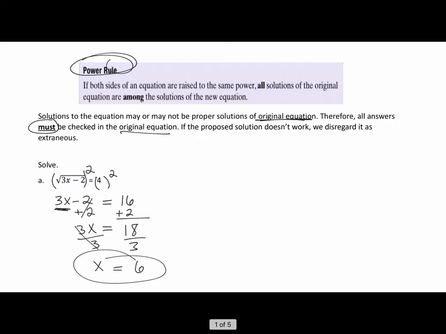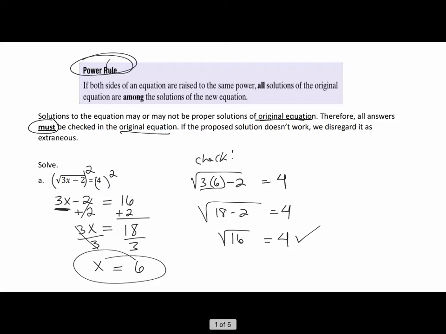I'm going to make sure. So if I put that into the original equation to check, then x is 6. Everything else stays the same. So multiplication first, 18 minus 2. And then subtraction, that's 16. Square root of 16 is 4, absolutely. So that means this is the proper solution to this equation.